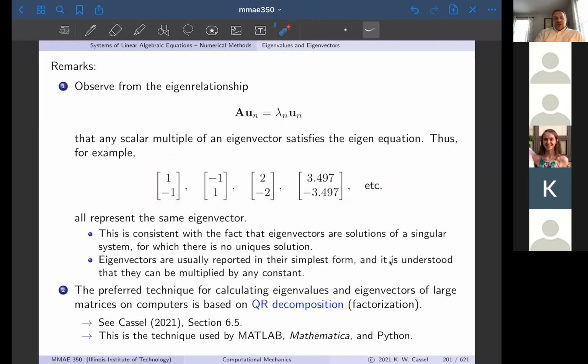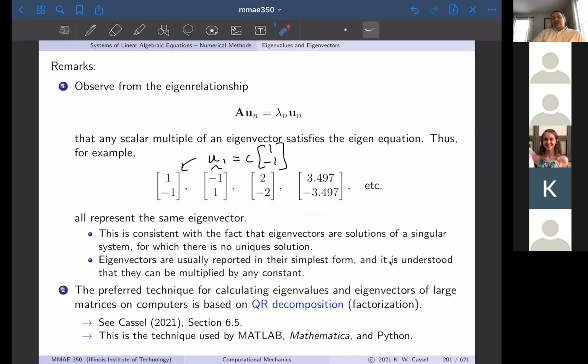So technically the correct way to write this would be, like in this case, you would say U1 is equal to C times 1, minus 1. And that is explicitly expressing the fact I can choose any C and this is still the same eigenvector. So here C is minus 1, here C is 2, here C is 3.497. So if you look at someone else's solution, if you look at my solution, I might have different eigenvectors than you do. It's the same thing for mathematical software.